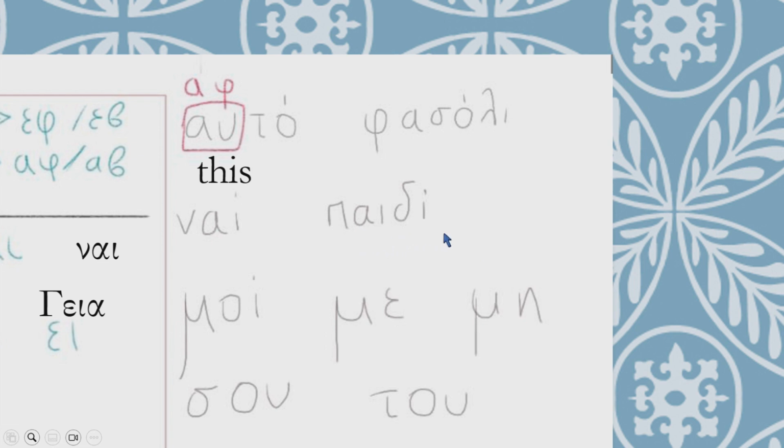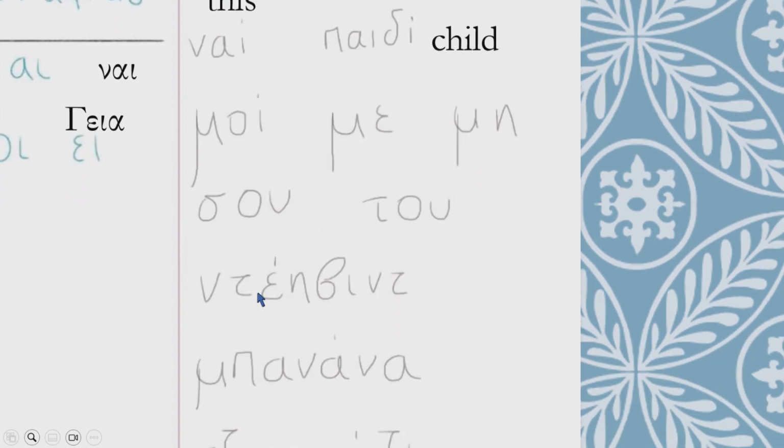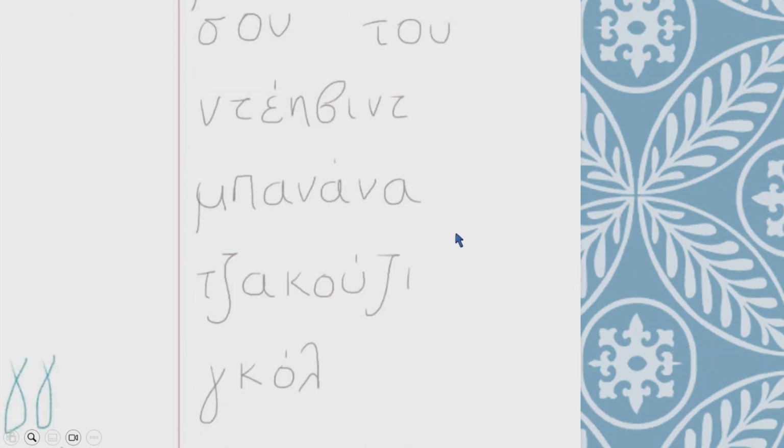Παιδί. Here we don't have the tonos on the alpha iota, and that's because when you say παιδί, the intonation is on the last letter here. Παιδί. Next up, we have mi, me, and mi. Omicron iota here, the combination. Next, remember what this combination is, omicron and upsilon. U, su, tu.